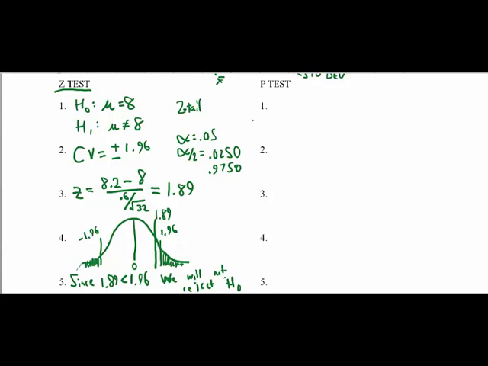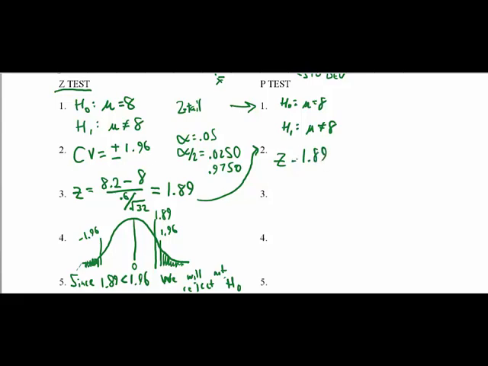Now for the p-test of the same problem, we can just merely copy over step 1 to step 1 and step 3 to step 2. So this, for example, is going to be the null, which is mu is equal to 8, and the alternative, which is mu is not equal to 8. So we have a two-tailed test here. Now, in step 2, we came up with our z-score of 1.89.